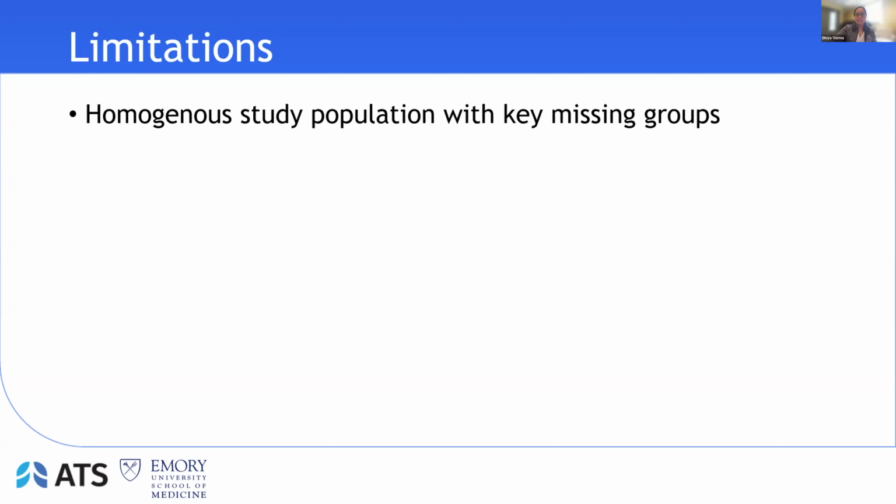Some limitations. This is a fairly homogeneous study population with key missing groups. The parent cohort had very few group 1 PH patients and several group 3 PH patients. So likely a majority of the precapillary PH patients are actually group 3.